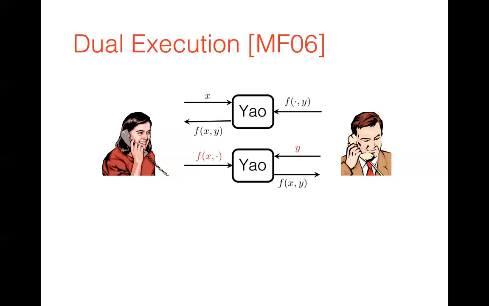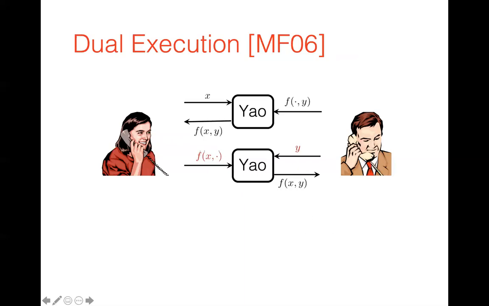Roughly, the idea is as follows. Instead of doing the protocol once, you do it twice with the roles reversed in each of these executions. Bob is the garbler in the first, Alice is the garbler in the second. We know this protocol is actively secure against the evaluator, which means that in at least one of these executions the garbler is honest and the result of the computation is correct.